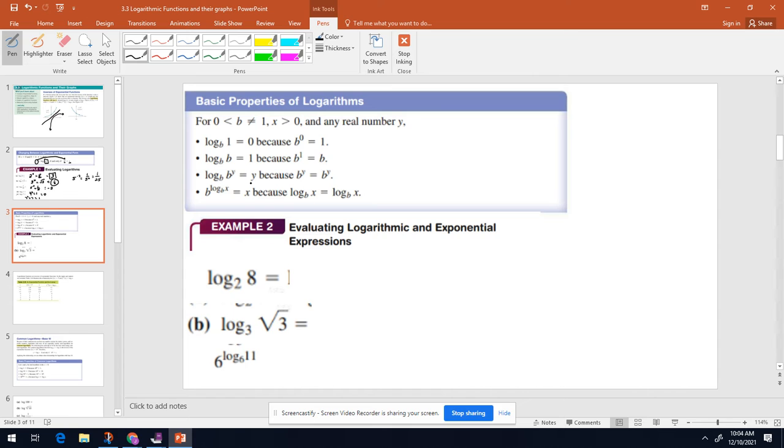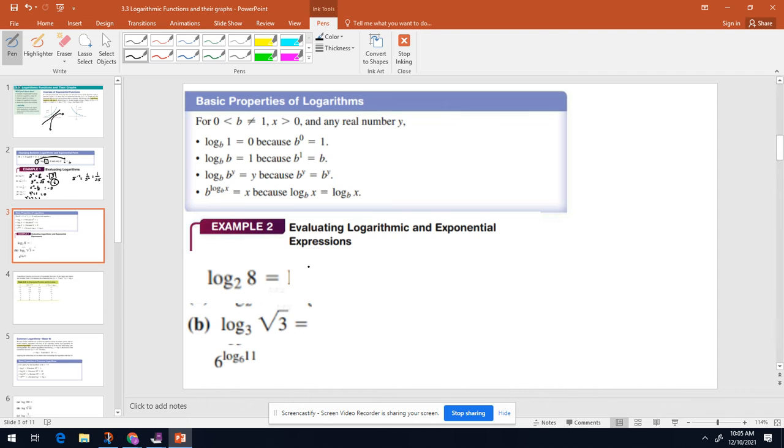Log base b of b to the y power equals y. And then b raised to the log base b of x is equal to x. So these are just simple properties that we have that deal with this. And there's another. We just did this problem. We know the answer is 3.